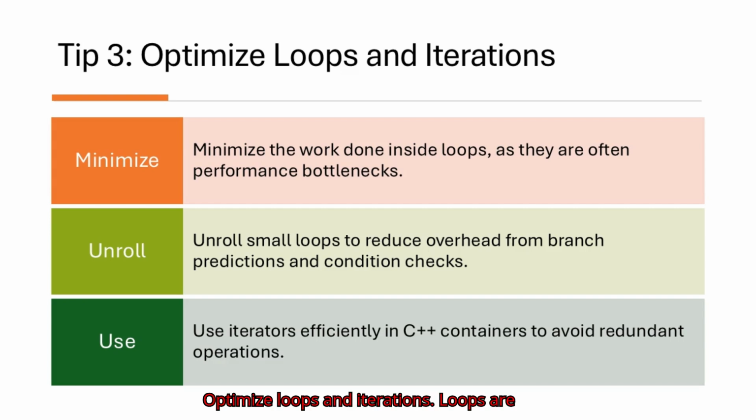Tip 3. Optimize loops and iterations. Loops are often the most critical part of your program in terms of performance. Minimizing the operations inside loops and unrolling them when possible can help reduce overhead. Also, using iterators with containers like std::vector allows you to traverse elements efficiently, avoiding unnecessary function calls.